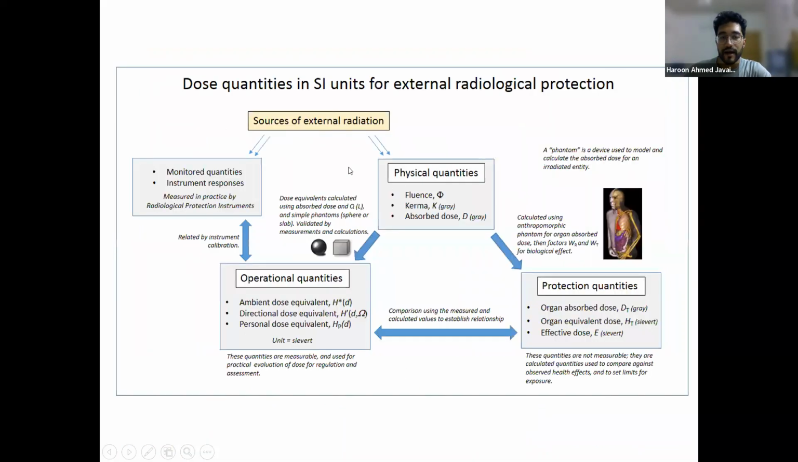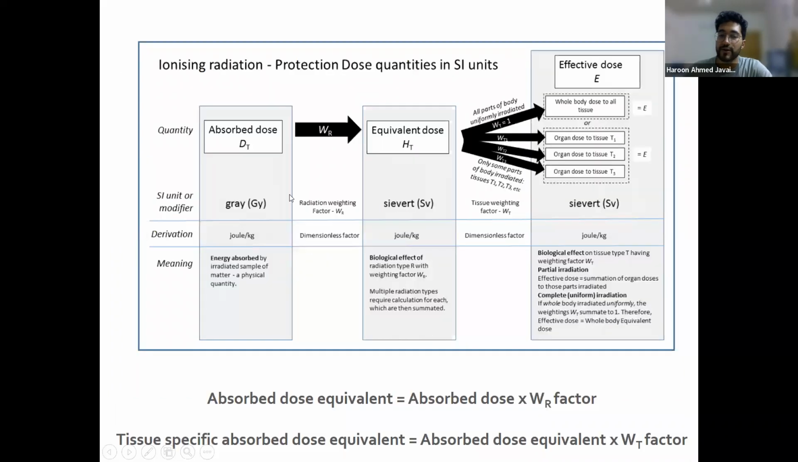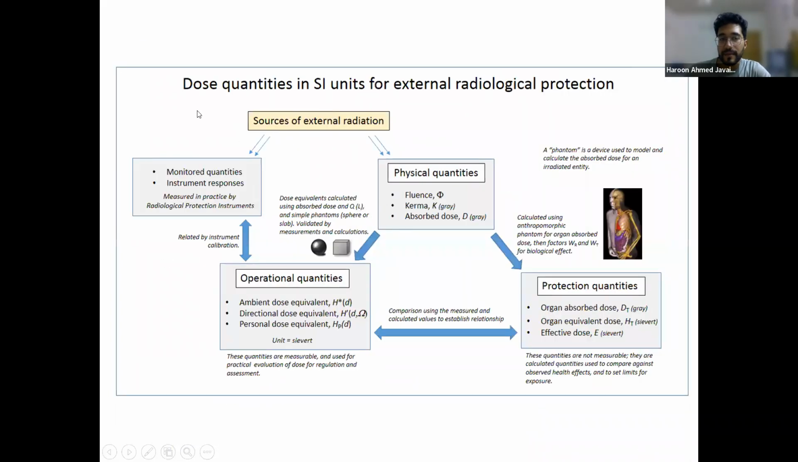Okay, they can bring this. I really don't know how they can bring this in any other way. This is for external radiological protection. No clue what this slide means. Apparently, from what I can read, they're telling you that there are sources of external radiation, and there are physical quantities that this depends on. There's GRAY over here. I think the most important thing is operational quantities versus protection quantities.